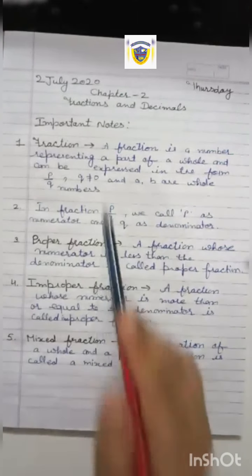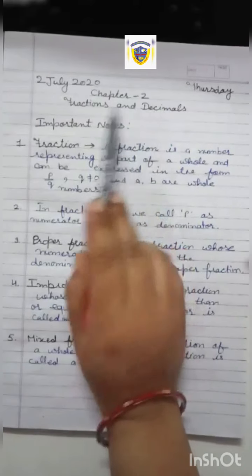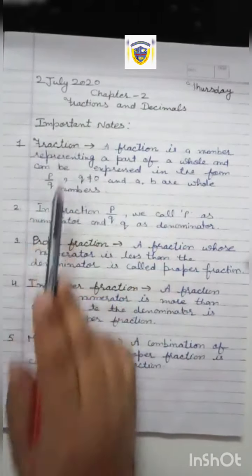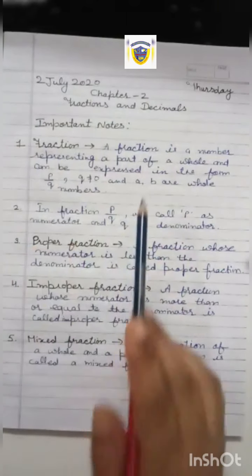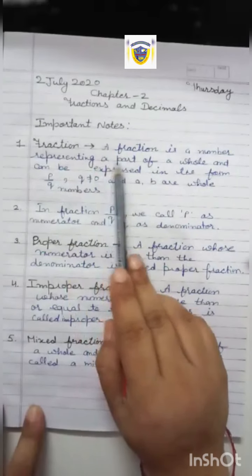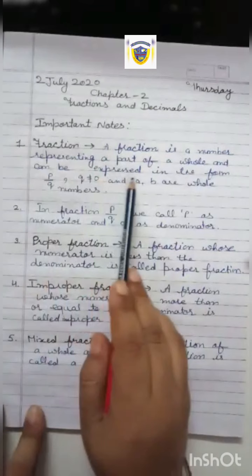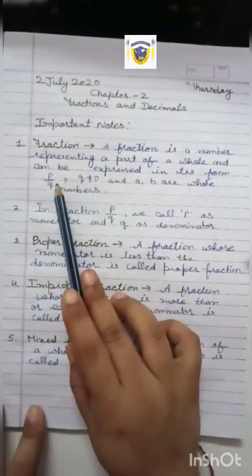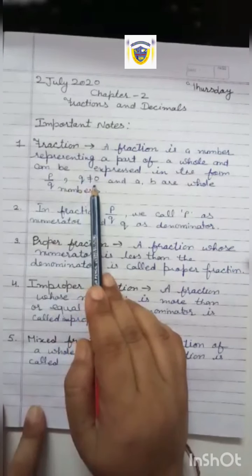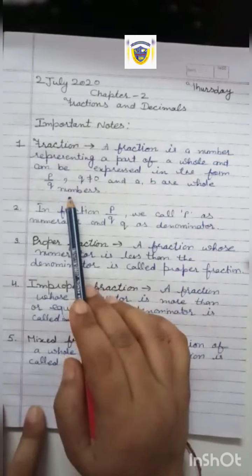Today we will do chapter 2 Fractions and Decimals. First of all, we will do some important notes. Fraction. What is a fraction? A fraction is a number representing part of a whole and can be expressed in the form p by q where q is not equal to 0, and p and q are whole numbers.